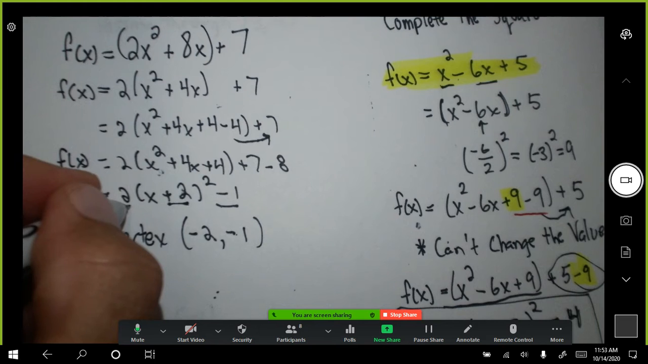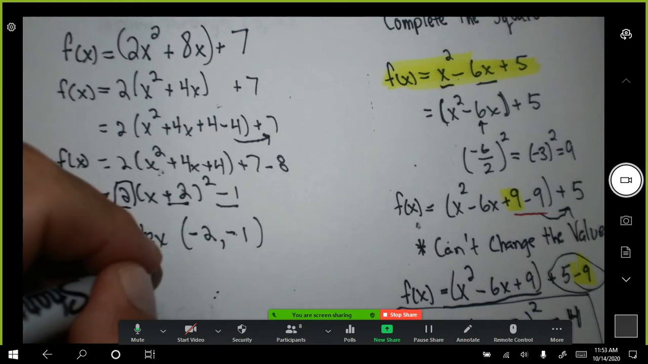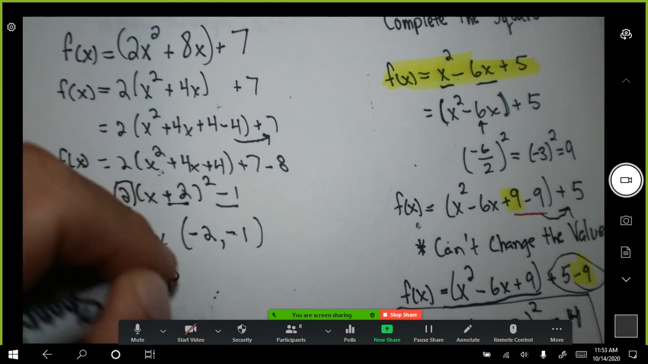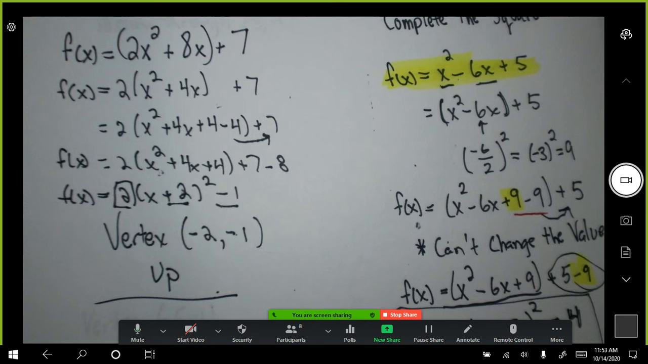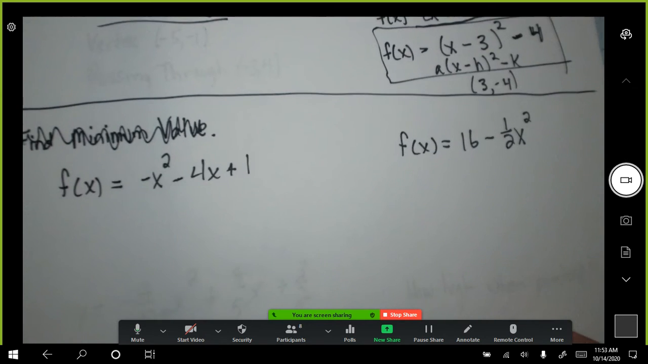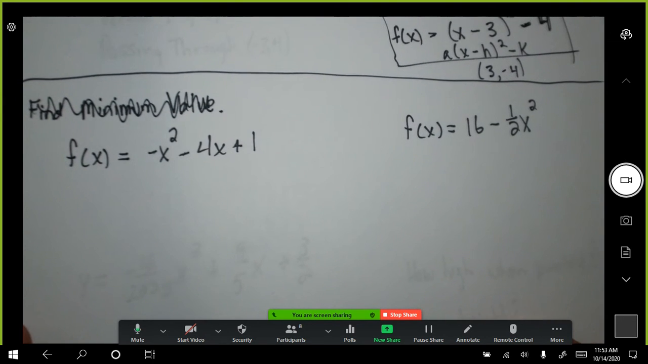And I look out here at this a value, that is a positive 2, so this opens up. So that's basically what they're wanting you to do there, is tell us the vertex and tell us whether it opens up or down. But they do want you to be able to get it into vertex form or standard form. All right? Now let's look at one more of these.